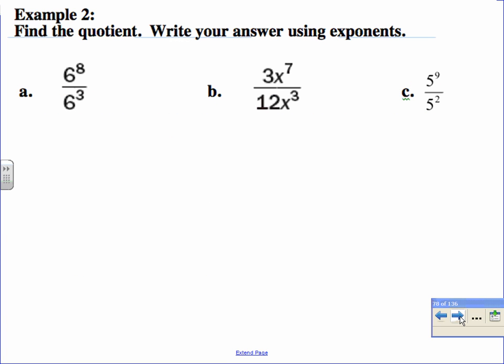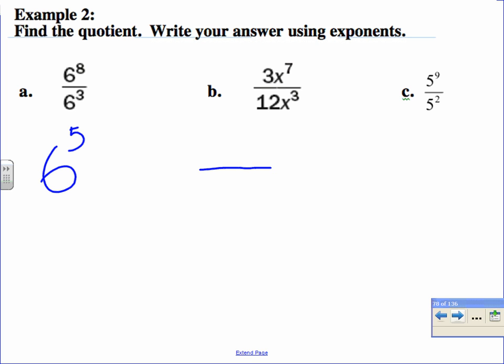Okay, do some examples. Okay, letter A, 6 to the 8th over 6 to the 3rd. So you have 8 6s on the top, 3 6s on the bottom. Emma M, what's the answer? Good job.